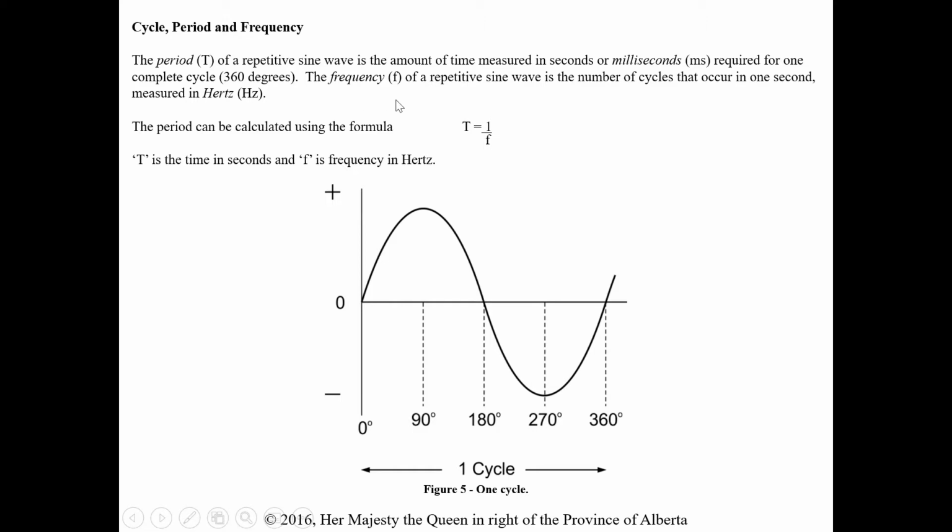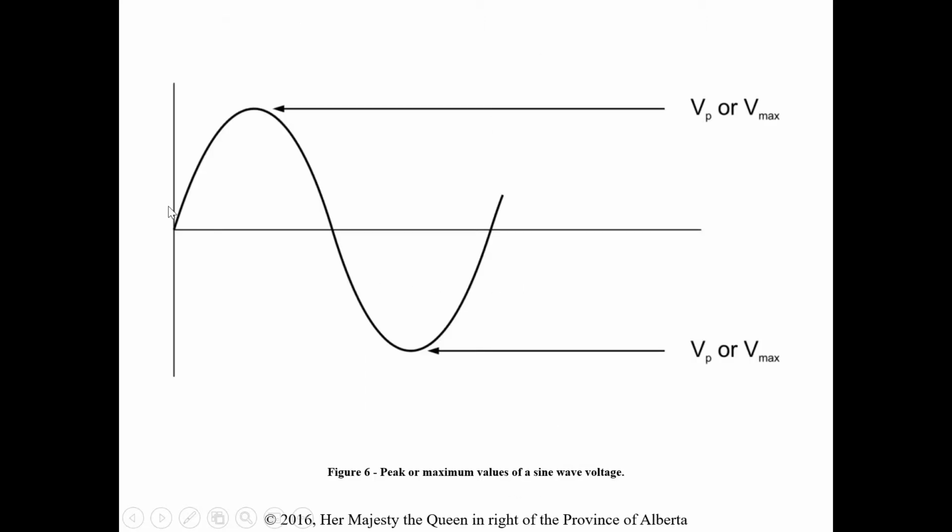The frequency of a repetitive sine wave is the number of cycles that occur in 1 second, measured in hertz. The period can be calculated using the formula T equals 1 over frequency, where T is the time and F is the frequency. So if we go 1 divided by 60, we get 0.0167 seconds, or 16.7 milliseconds. That's how long it takes to have one cycle. We can also rearrange the formula: if we found how long it takes to get through one cycle, we could find the frequency as well.